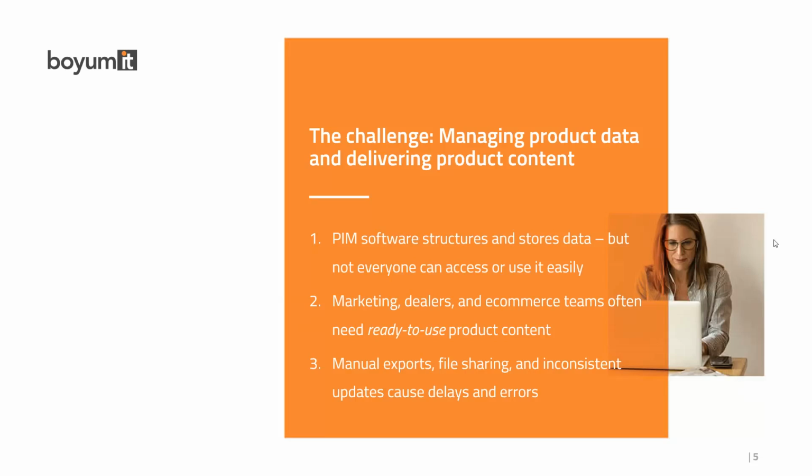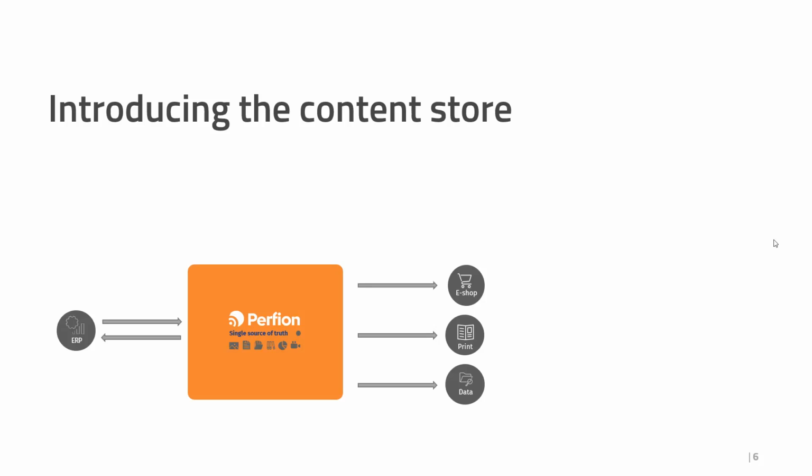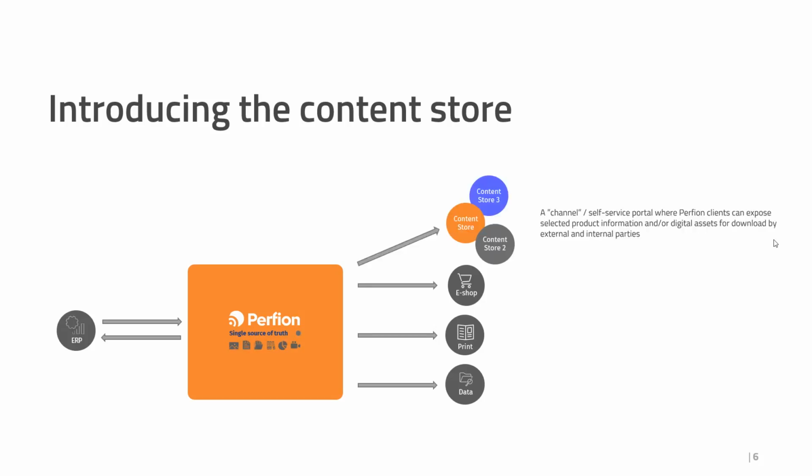This can result in having inconsistent updates because you sent the latest version, but maybe tomorrow there's a new version of your product information. You need to do something manual, so it can cause delays and errors. So what did we come up with to help with this challenge? Introducing the Content Store.